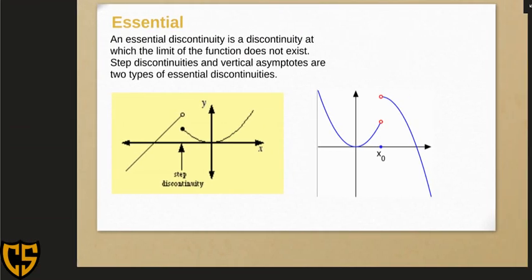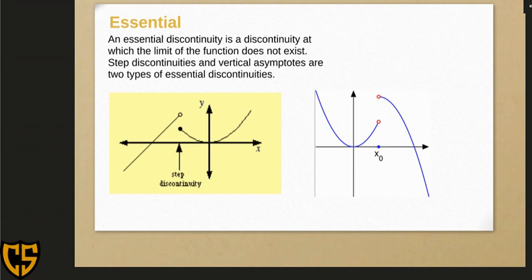Next, we have essential discontinuity. Essential discontinuity happens when we have a vertical asymptote in our graph, or also a step discontinuity. It is similar to jump discontinuity, which is step discontinuity. So this is sometimes essential in our graph.